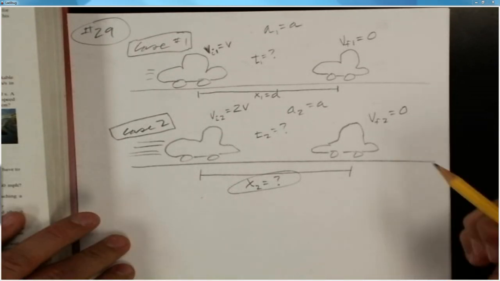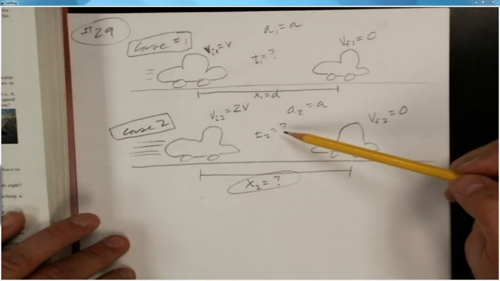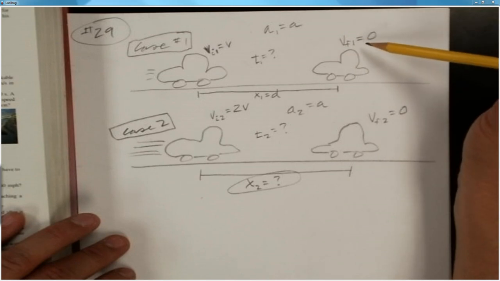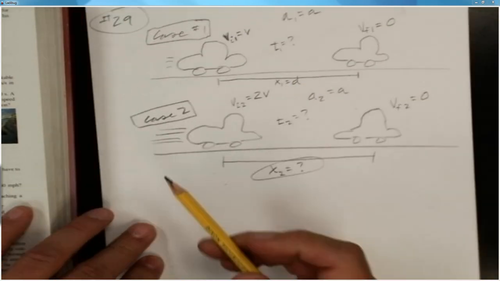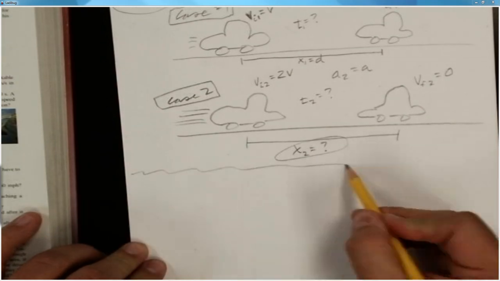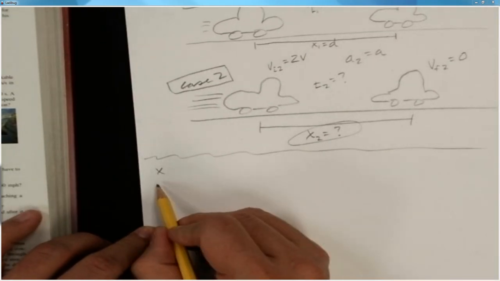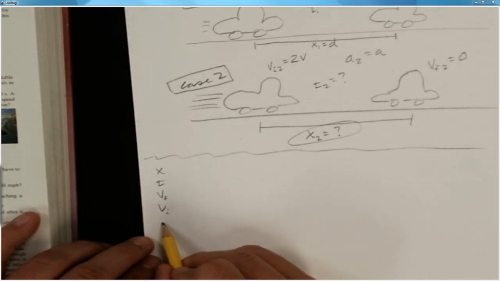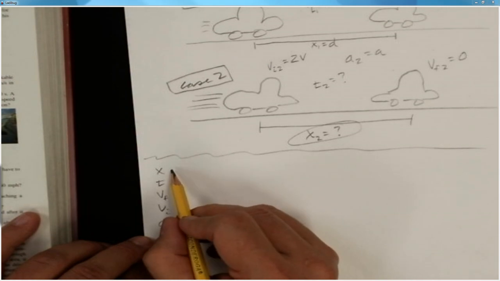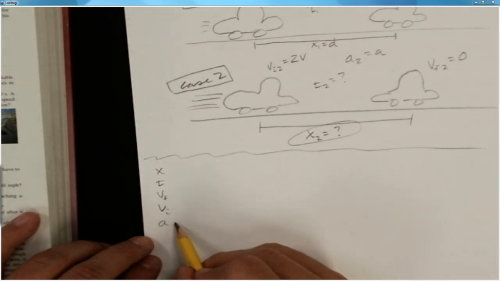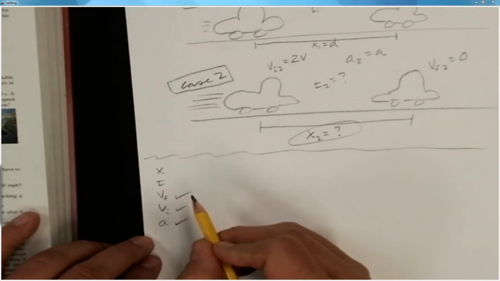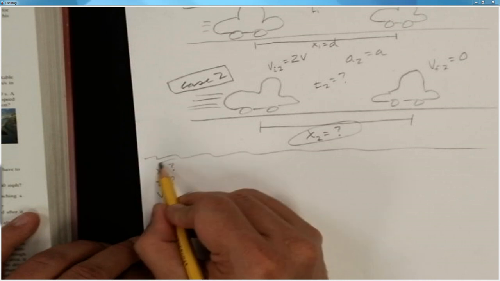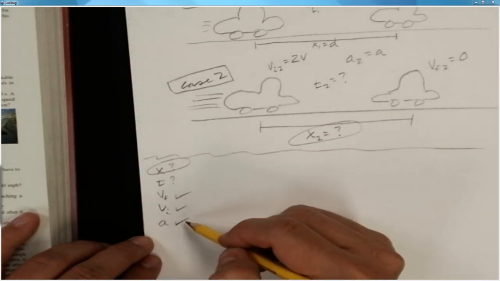So if I were to go down my checklist, I don't know time, but I don't care about time. I know acceleration, I know final velocity, and I know initial velocity. So let me just write down my kinematic variables: X, T, VF, VI, and A. I know acceleration, I know VI, I know VF, I don't know T, and I don't know X, but I want to know X.